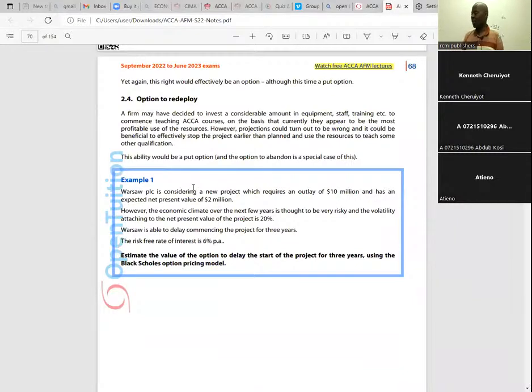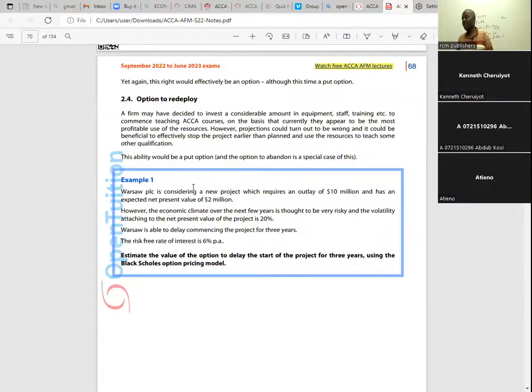Warsaw PLC is considering a new project which requires an outlay of 10 million. It requires an outlay of 10 million. Even in future, even if you delay, you're going to pay that 10 million should you exercise the right. And that has an expected net present value of 2. However, the economic climate over the next few years is thought to be very risky, and volatility attaching to the net present value is 20%. Warsaw is able to delay commencing the project for 3 years. The risk-free rate is 6%.